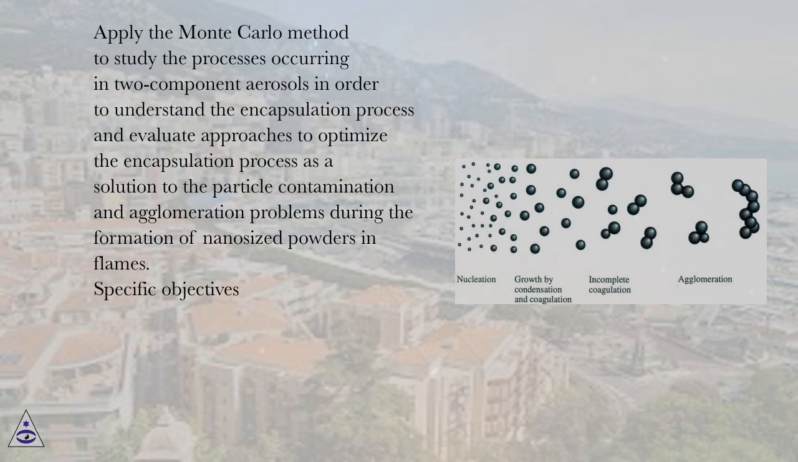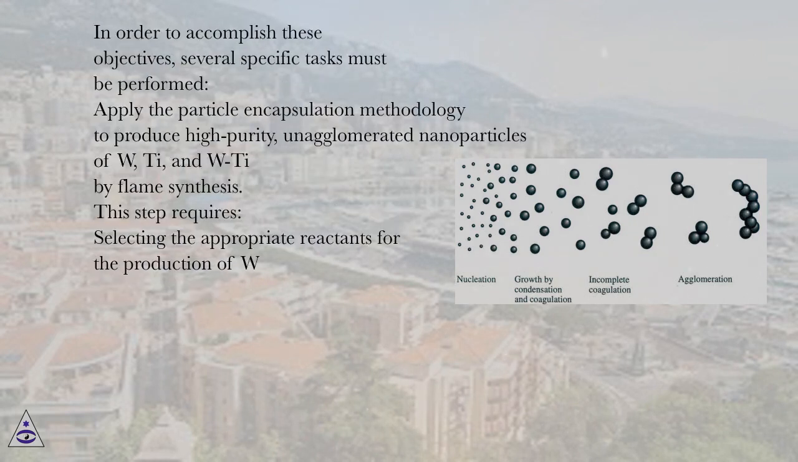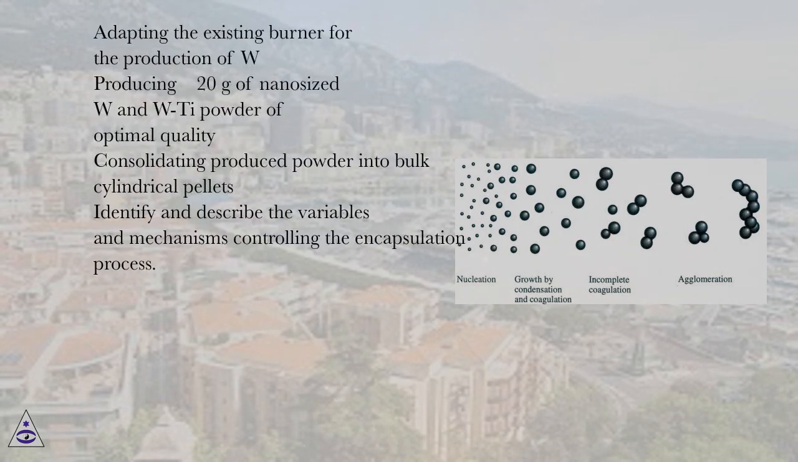Specific objectives. In order to accomplish these objectives, several specific tasks must be performed. Apply the particle encapsulation methodology to produce high purity, unagglomerated nanoparticles of W, T, and WT by flame synthesis. This step requires selecting the appropriate reactants for the production of W, adapting the existing burner for the production of W, producing 20 grams of nanosized W and WT powder of optimal quality, consolidating produced powder into bulk cylindrical pellets.